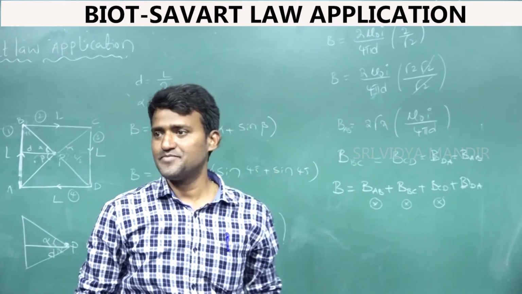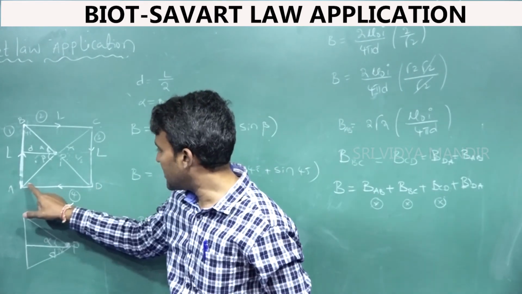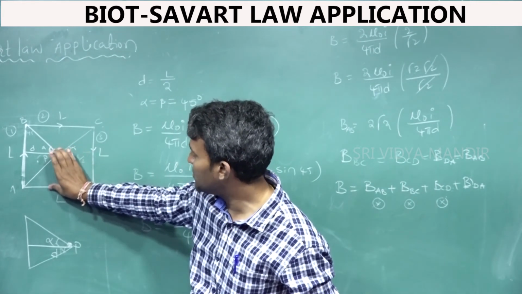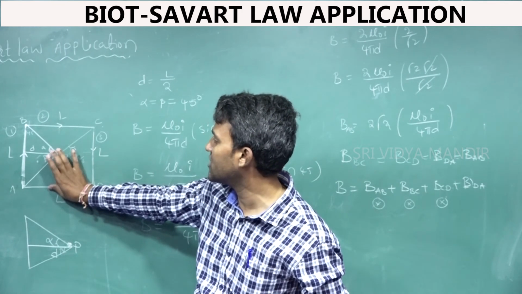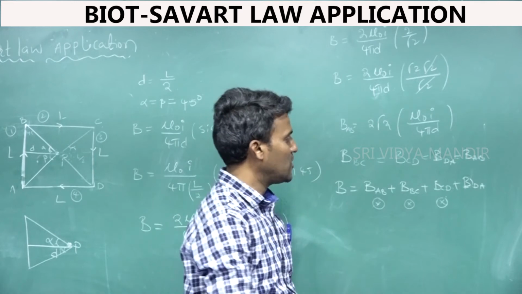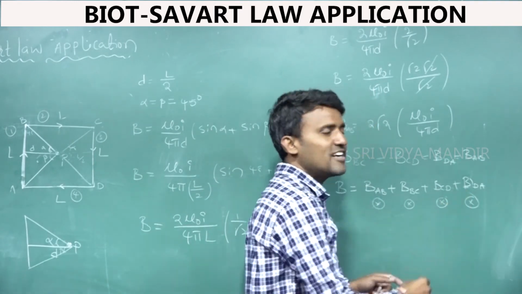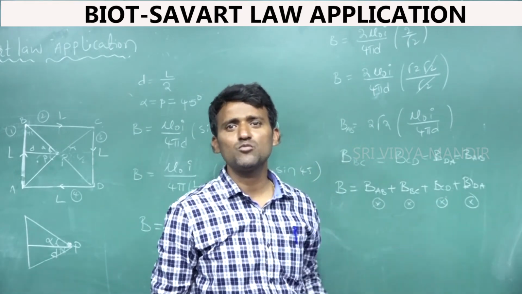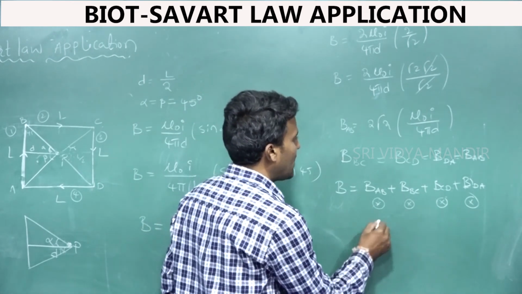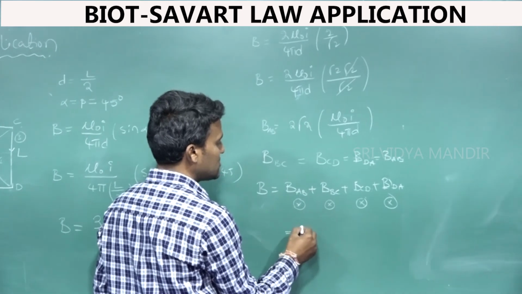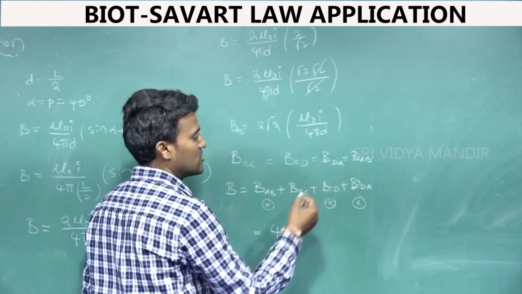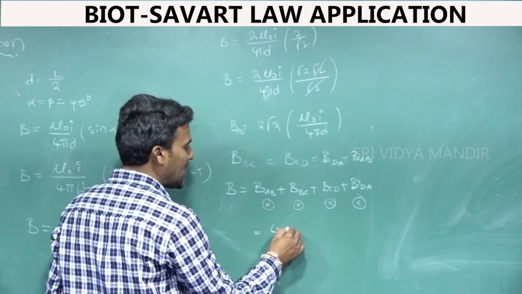Last one, DA. This is DA. See here, the thumb indicates the current direction, and the tips of the fingers we place at the point P, where we calculate the magnetic field. This is also inside. So, by the right hand rule, all magnetic fields are inside only. At that moment, we can add everything. All are the same only, so we can get the answer. We can write 4, that is 1 plus 1 plus 1 plus 1. So 4 B_AB.